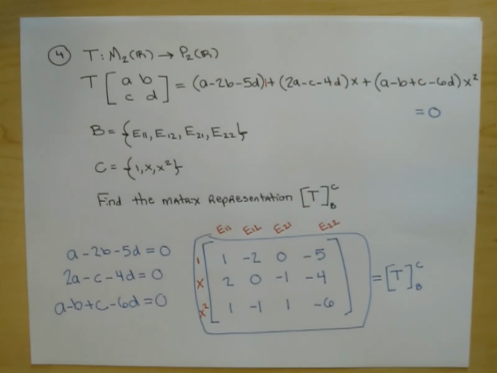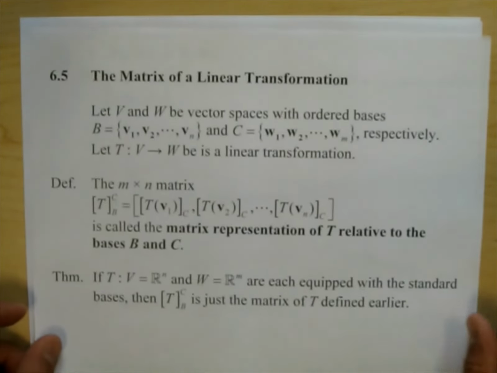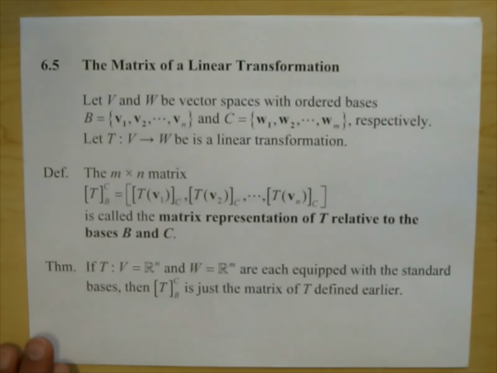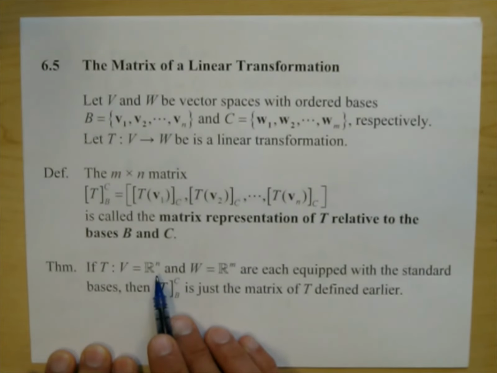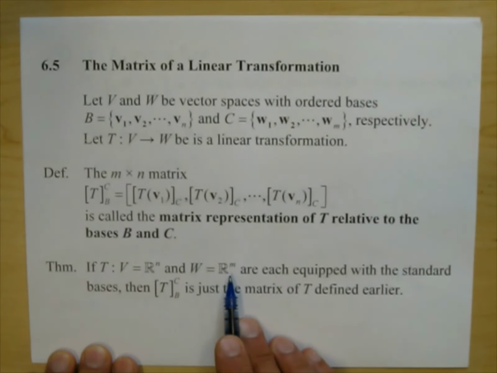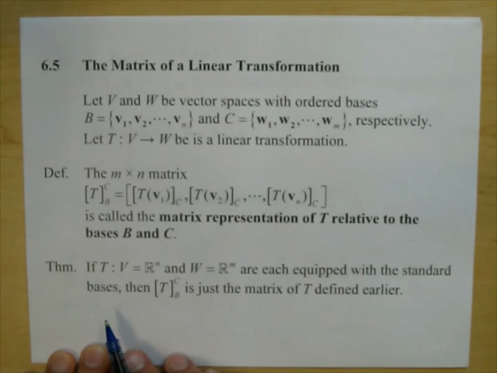There it is. So that is done. Let's go ahead and take a look at a few other things. If V is Rn and W is Rm, and they are equipped with standard bases, then this matrix representation of T is just the matrix of T defined earlier in 6.1.